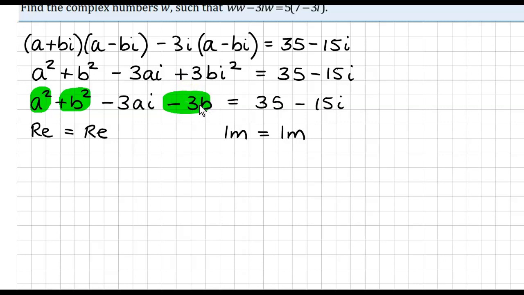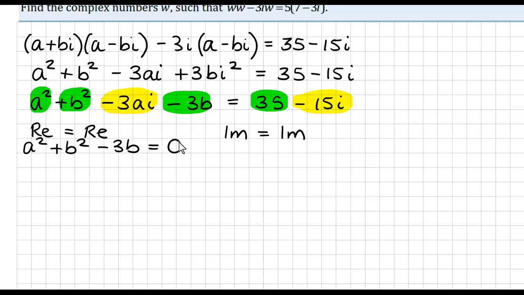So those three terms there are real on the left, and this is the real on the right. Then for imaginaries, we have minus 3ai here, which is imaginary, and we have minus 15i here, which is imaginary. Okay, so reals then is going to give me a squared plus b squared minus 3b equal to 0.